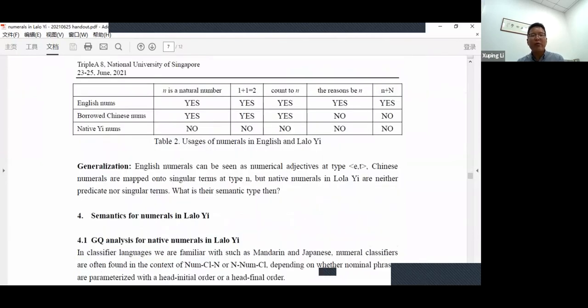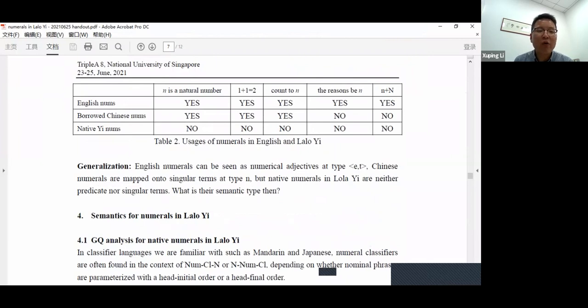All right, so here is a brief summary of the usages of numerals in Lalo Yi, with a comparison with English numerals. Only English and Chinese numerals can be used as mathematical objects or as singular terms, as we can see from the first three contexts, right? And neither Chinese numerals nor Yi numerals can be used as a predicate, as we can see from the last two columns.